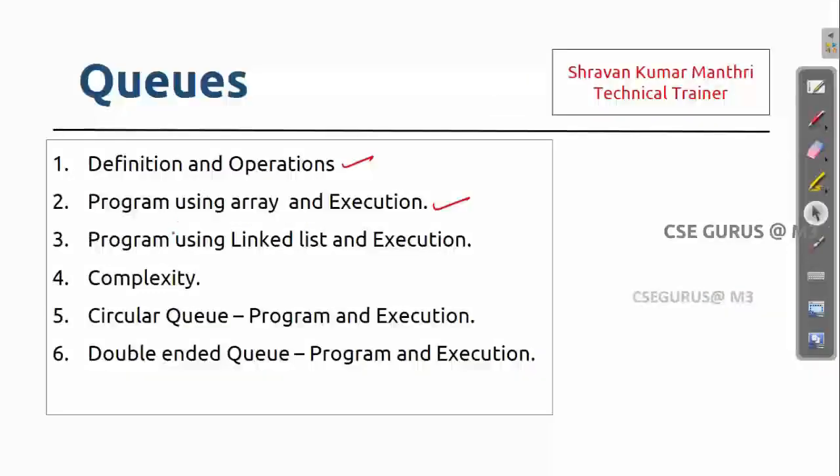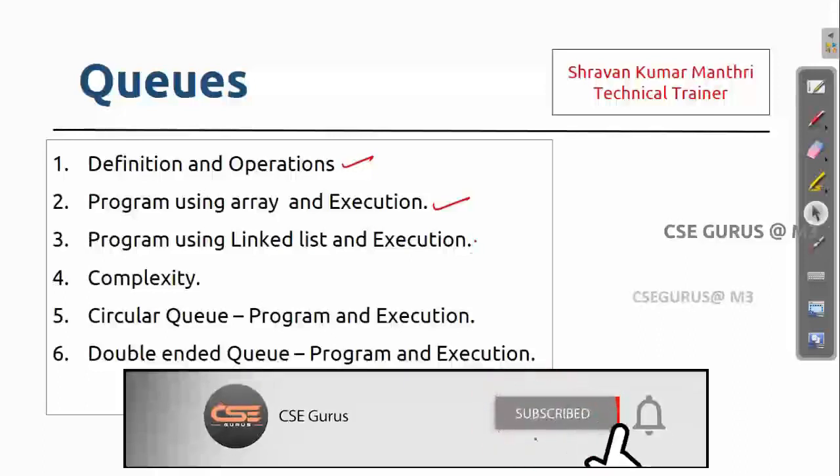So in the previous video we have done the definition and operations of queue, and then we have written a program using an array and executed it also. Now we'll go for the same concept of queue operations using a linked list, and we'll execute.